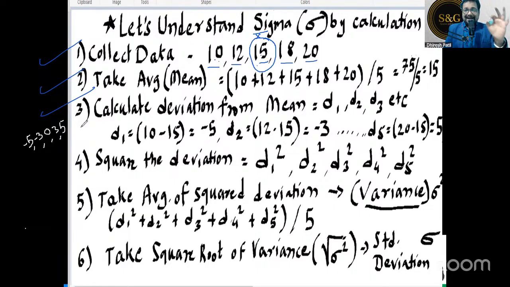Now, can you just take the average of this? Can you give me the average of all these 5 data points? Minus 5 plus minus 3 plus 0 plus 3 plus 5 divided by 5. What is the average? Type in the chat box. Just calculate the average and type in the chat box quickly.